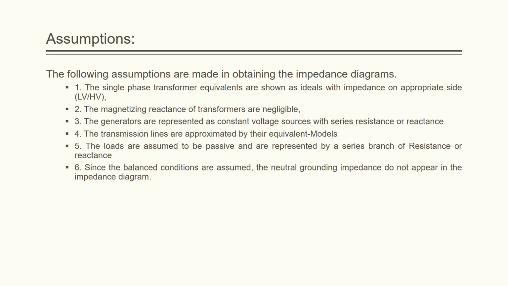The generators are represented as constant voltage sources with series resistor and or reactance. The transmission lines are approximated by their equivalent model. The loads are assumed to be passive and are represented by a series branch of resistors or reactances. Since balanced conditions are assumed, the neutral grounding impedance does not appear in the impedance diagram.